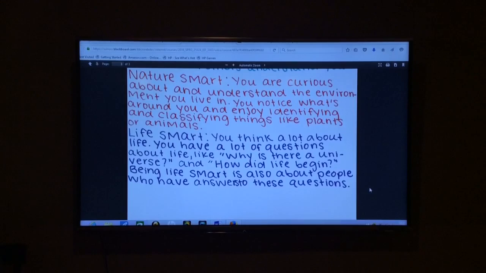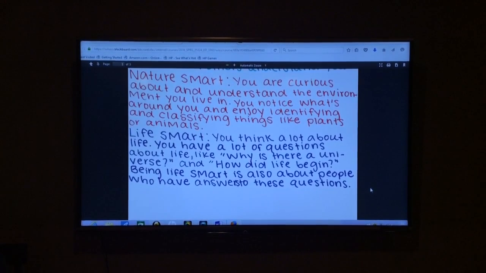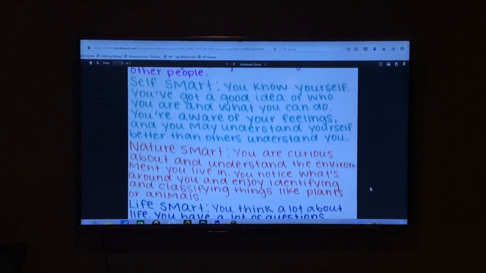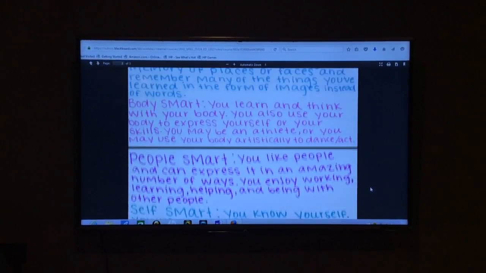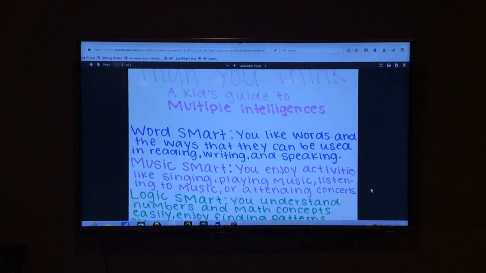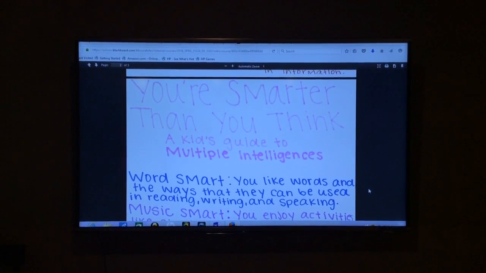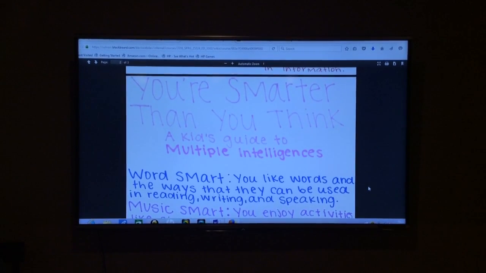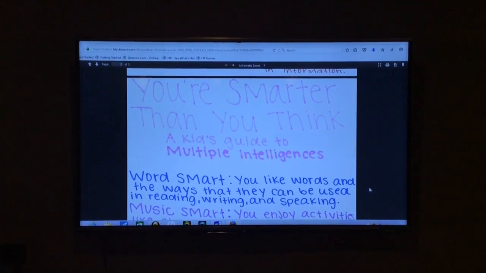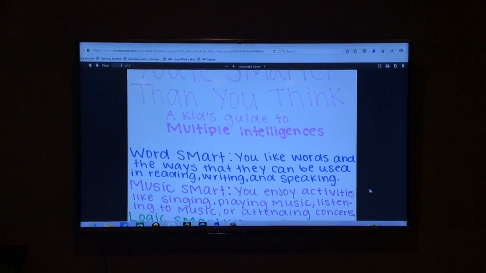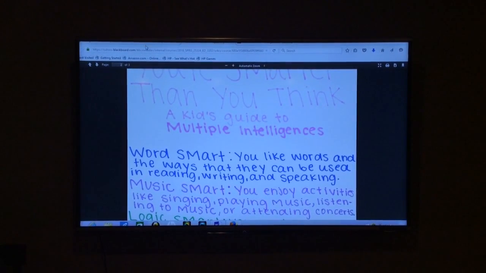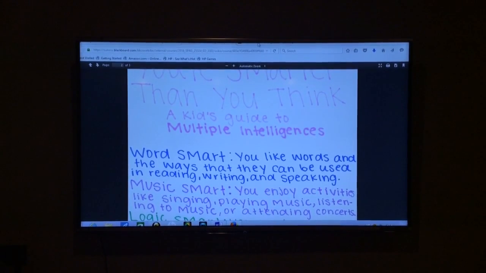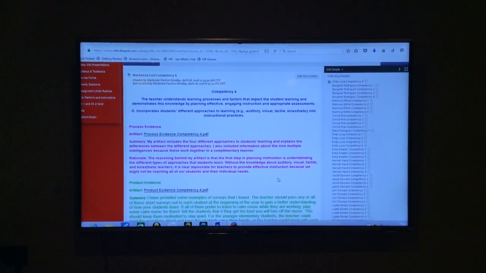And then he also tells how to be more life smart, or how you can be more nature smart, and gives examples of that as well. So this is definitely an interesting book. You can have it in your classroom for your students to look at, and there's quizzes that they can fill out to see what qualities they have that make them word smart and what make them music smart. So it's kind of cool to see the different types of multiple intelligences in the classroom. So that was my process evidence artifact.